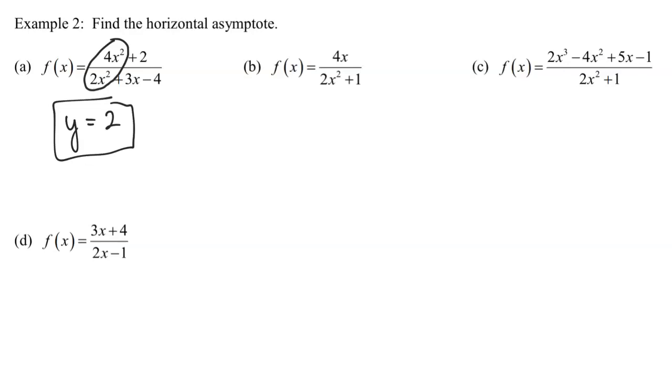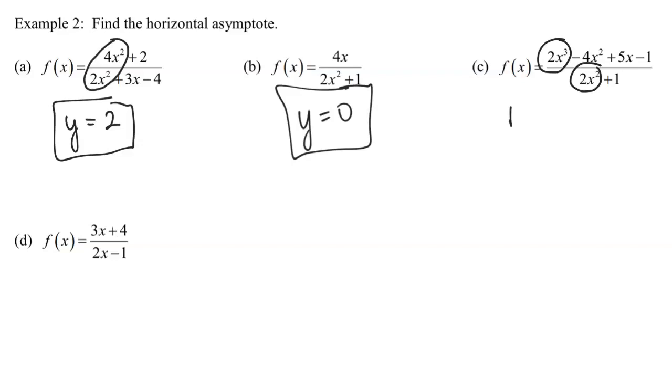In letter B, I've got a first degree polynomial in the numerator, a second degree polynomial in the denominator. So that means that the exponent is bigger on the bottom in the denominator. And so therefore that follows the BOBO case, which means that y equals 0 is going to be your horizontal asymptote. In letter C, we see that we have a third degree polynomial in the numerator, or a cubic polynomial, and in the denominator we have a second degree polynomial.